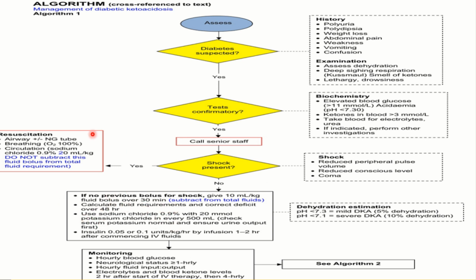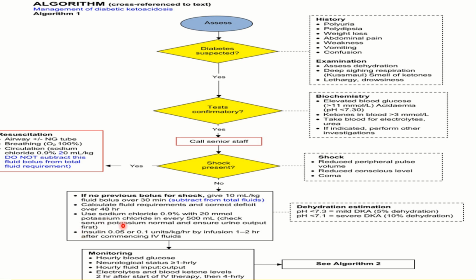Now if the child is in shock, you will give 20 ml per kg, right? You will not subtract this from the total fluid. But if the child is not in shock, the initial 10 ml per kg you are giving, right, that you will subtract from the total amount of fluid.